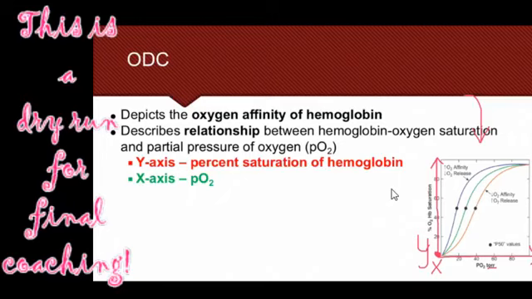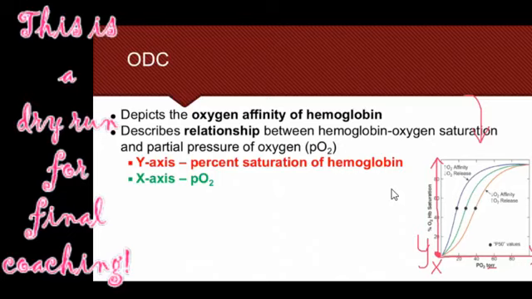Ang una natin ginagawa ay inaalam natin yung parts ng graph. So, again, this graph is called oxygen dissociation curve. Ang purpose niya sa buhay natin is to show us the relationship of our hemoglobin with our oxygen using the y-axis for the percent saturation of hemoglobin and the x-axis depicting the oxygen pressure. Okay, so y-axis percent saturation and x-axis partial pressure of oxygen.